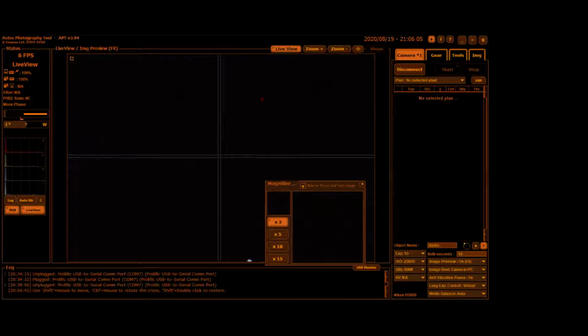Oh, there we go. Okay. All right, Saturn. So you can clearly make out the rings. That's a beautiful view. Thank you, Spencer. This is live through a telescope, right?